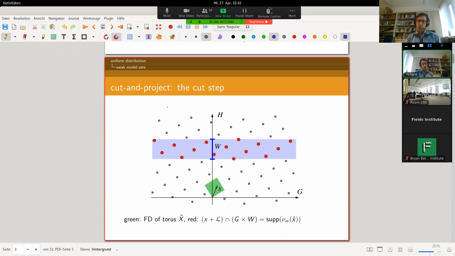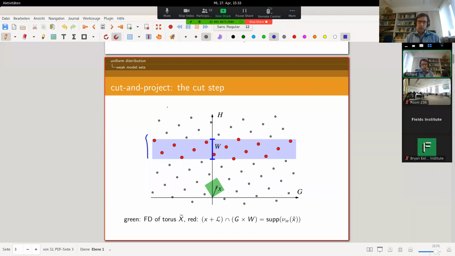Superspace is G times H, and we have a lattice living in G times H, and this lattice might be shifted by some vector X. The idea of this cut and project method is to construct an aperiodic point set. And the first step is the cut step. So what you are doing is you fix a strip, which you can parameterize by choosing a window, a subset of H, and then you just take all points inside this strip. This is the cut step of the cut and project construction.